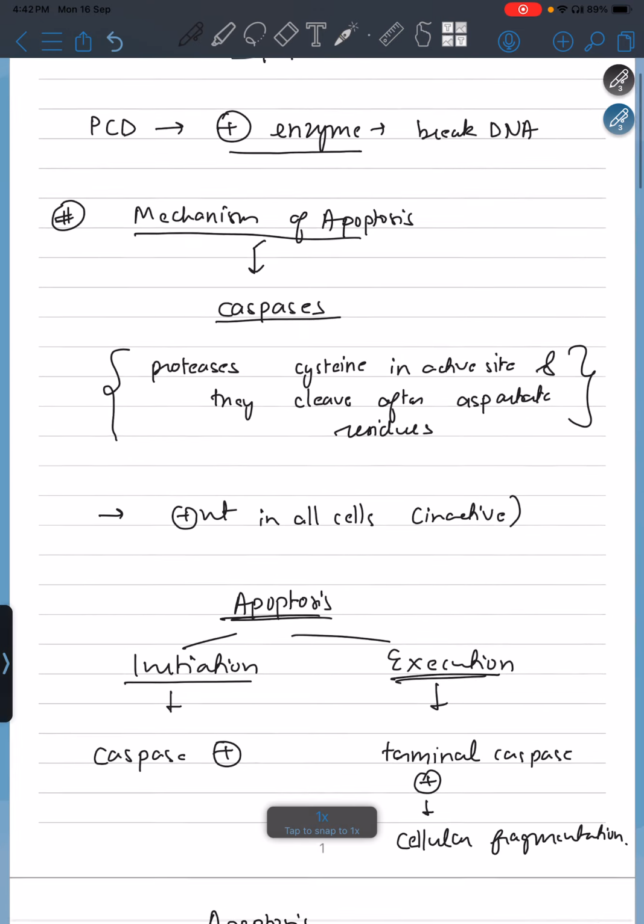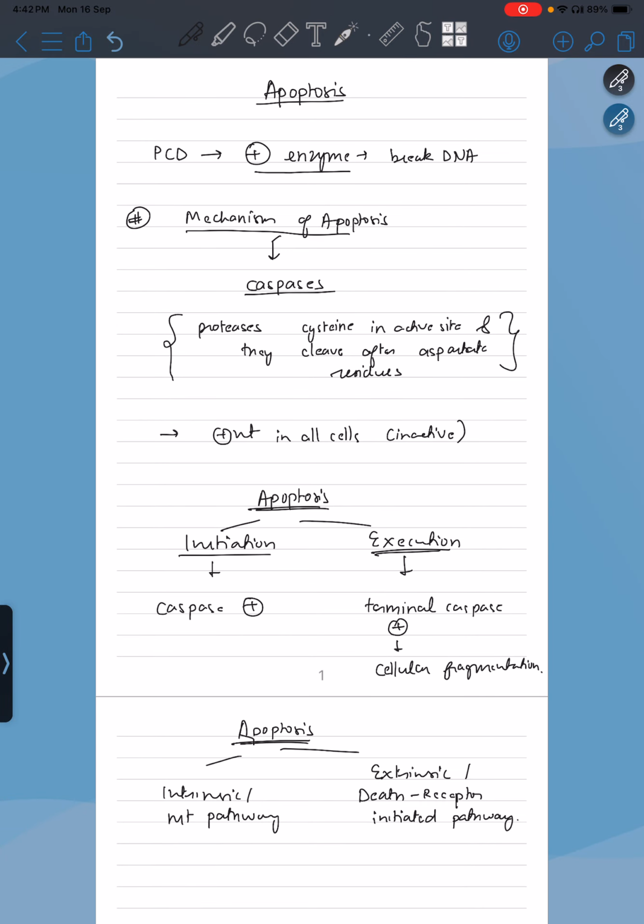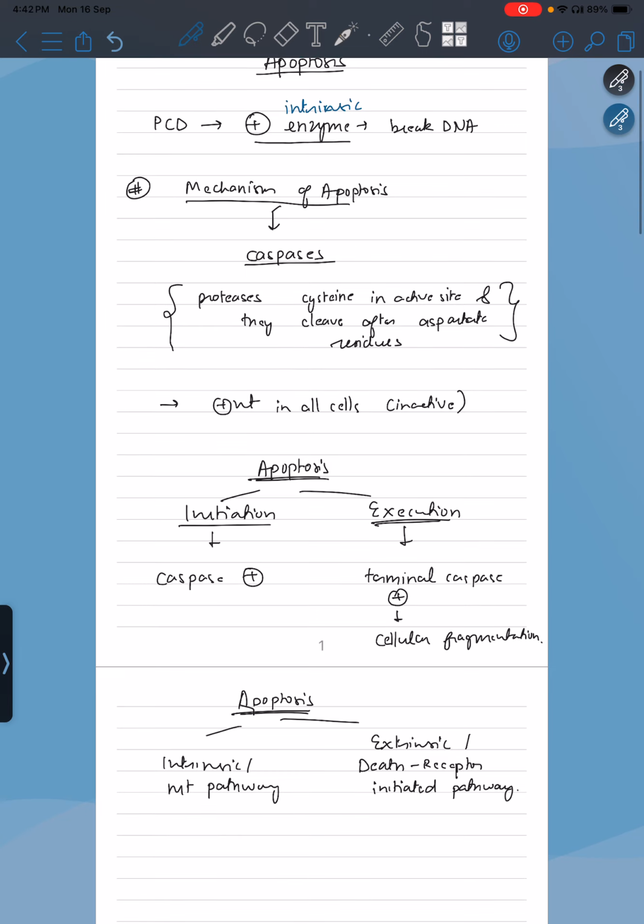So in this video we are going to talk about apoptosis, which is a form of programmed cell death. In apoptosis, the death of the cell is induced by activation of some intrinsic enzymes which break down the cellular DNA.